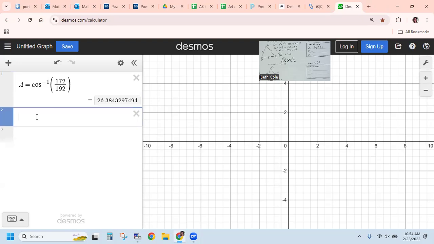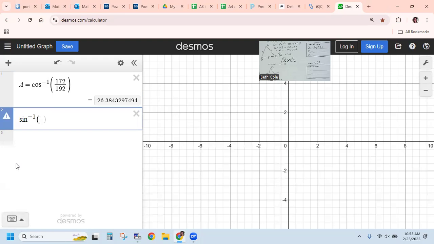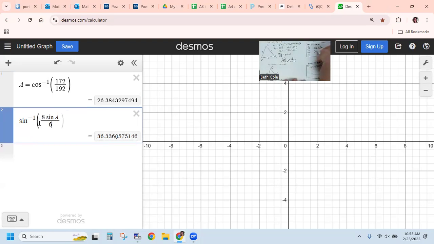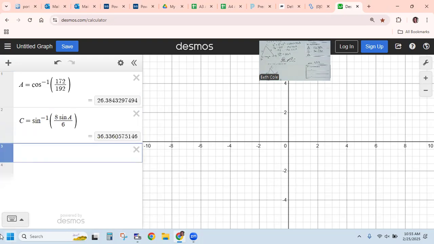Yeah, A equals. Okay, so I'm going to do sine inverse and then cross multiply. So what is it? 8 sine of A divided by 6. So 36.336. I'm going to store that as C. And then what can I do to get the last one? Yeah, good. 180 minus A minus C. So then B is 117.279.